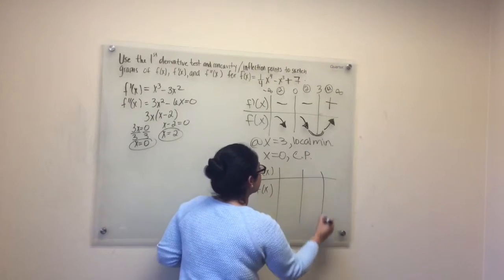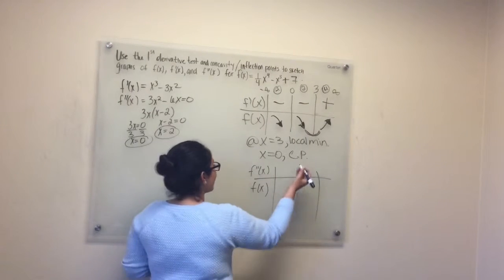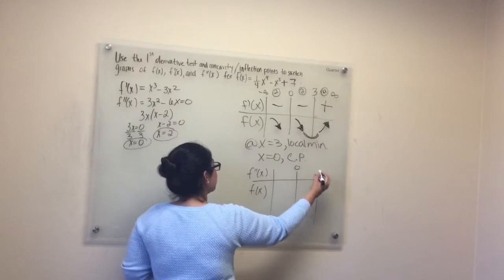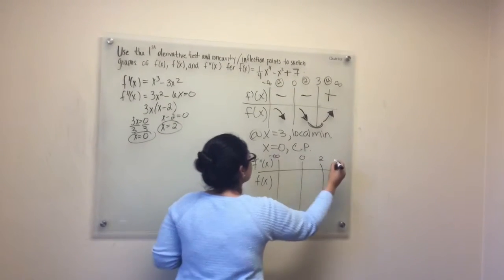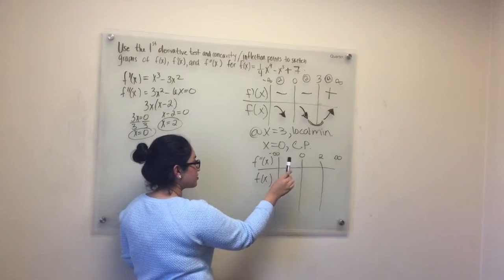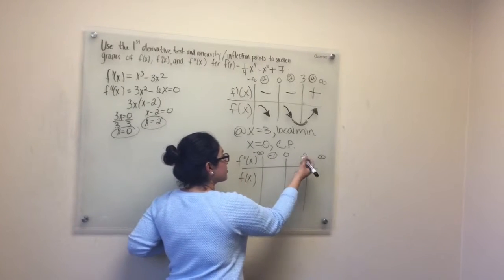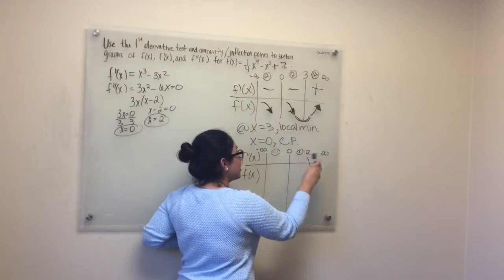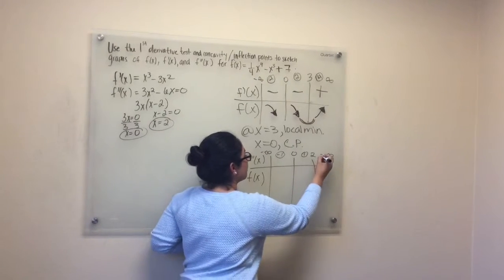Because you have 2 inflection points, you're going to have 2 lines. And for this one, it would be 0 and 2, from negative infinity to positive infinity. So between negative infinity and 0, we can choose a point which would be negative 1. Between 0 and 2, we can choose a point at 1. And between 2 and positive infinity, we can choose 3.